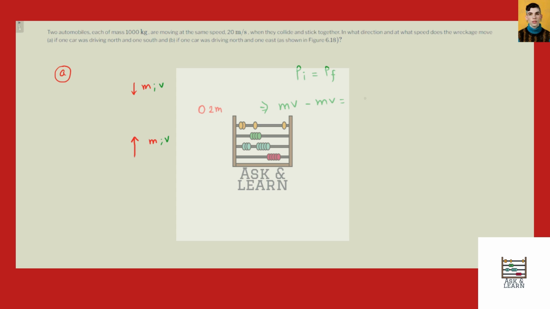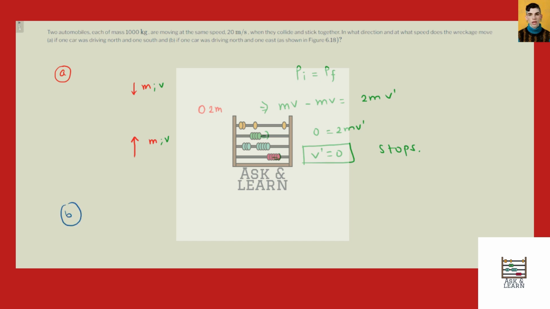Final momentum is going to be 2m times the net velocity afterwards. But mv minus mv is just zero. It means that they don't move at all. The wreckage stops after the collision. But if we talk about part B, the directions are changed a little bit.